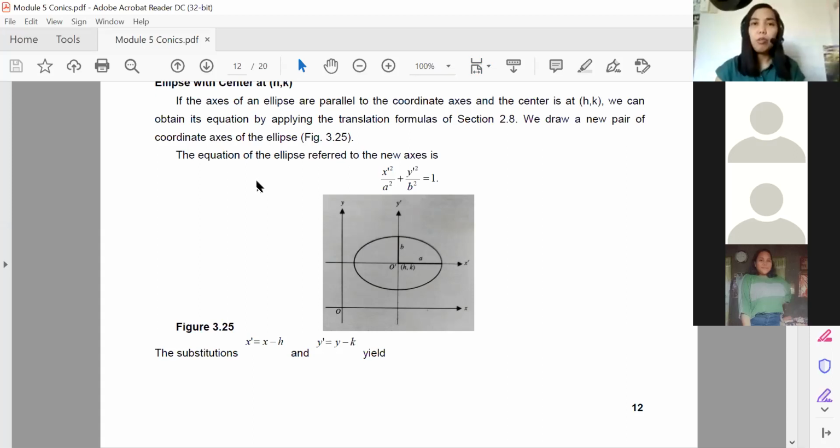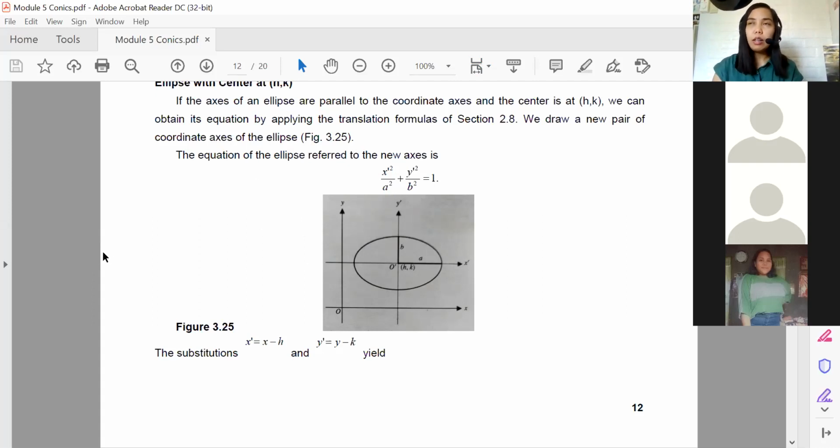If the axis and the center are moved, its equation is found by the translation formulas of section 2.8 of the ellipse. So instead of x squared over a squared plus y squared over b squared equals 1, we will now have a translation of coordinate axis. Hindi ko na to na-discuss sa inyo. Dapat ito ay kadugtong ng, kasi circle, merong families of circle and translation of axis.